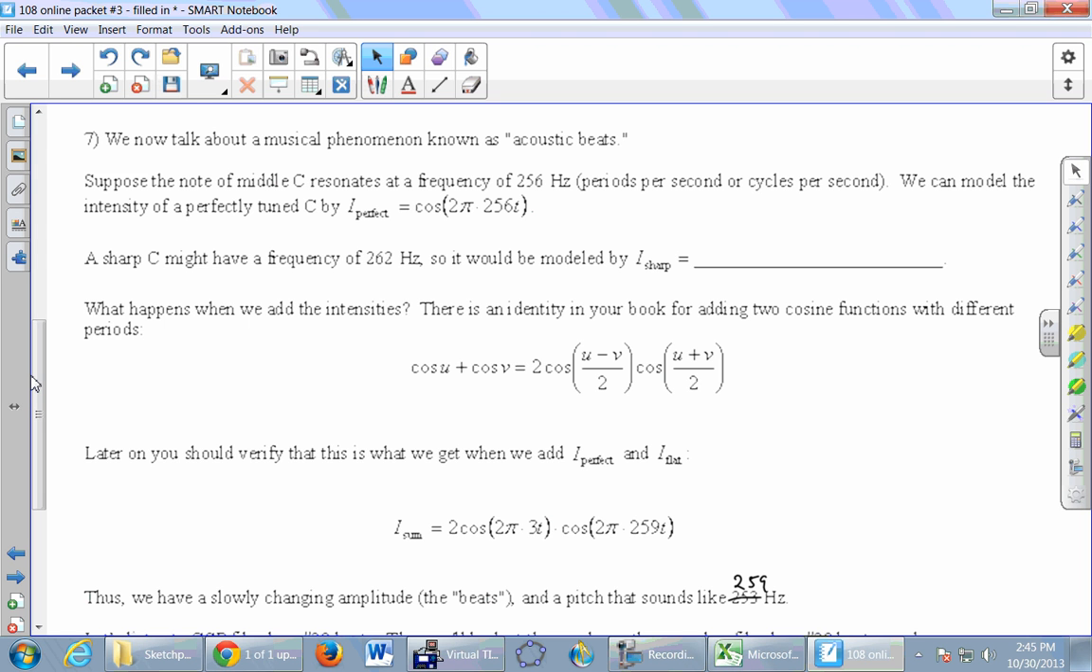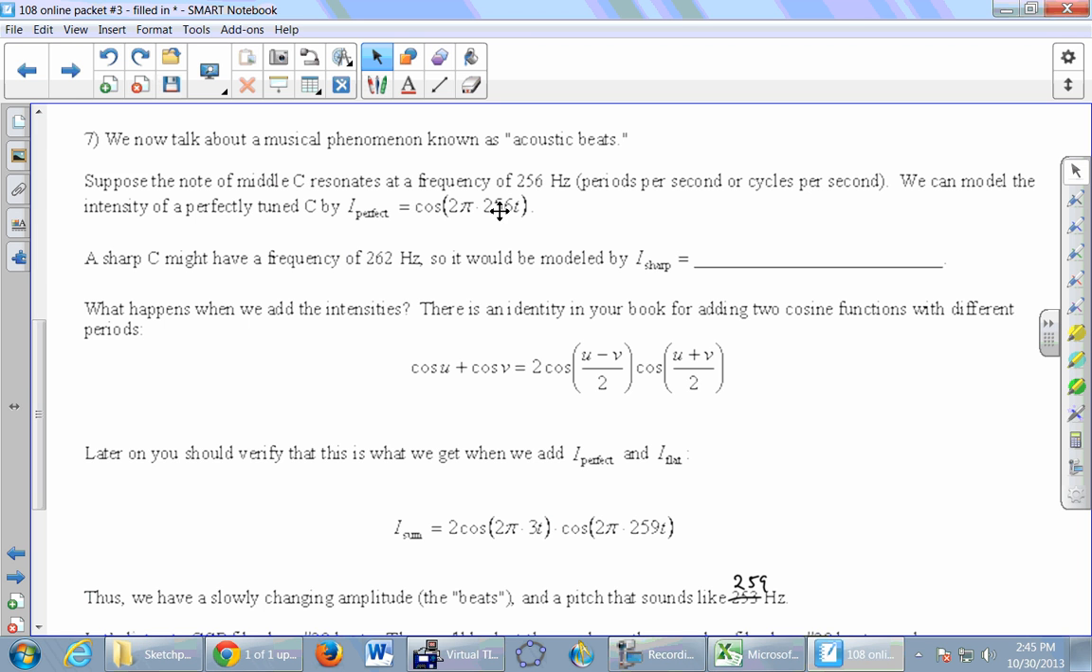We can model the intensity of a perfectly tuned C by this formula. I perfect is equal to cosine of 2 pi times 256t. Don't worry about the details here, but I will say there's a project coming up where you're going to look quite carefully at the relationship between sound and frequencies, and then the corresponding function. I think we might use sine in the project, but cosine is the same.